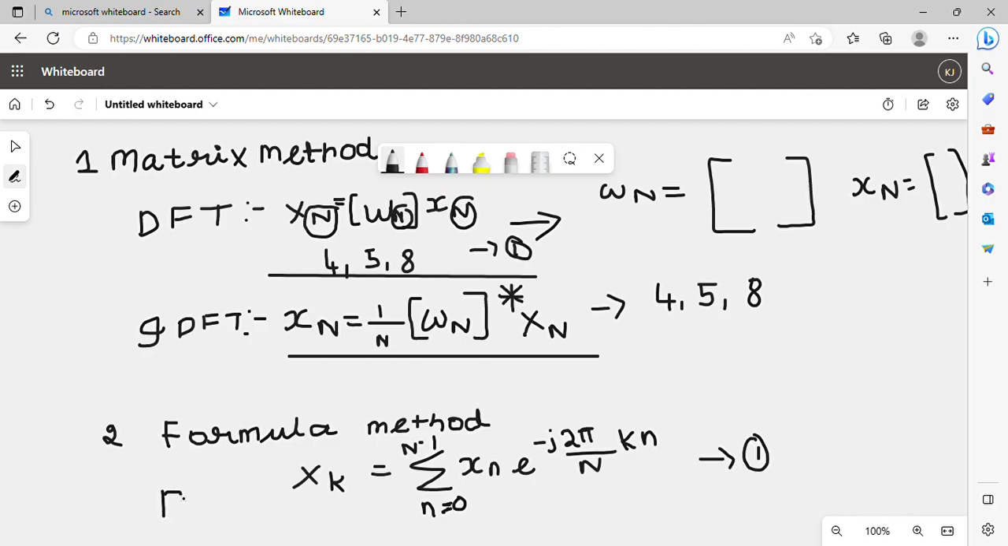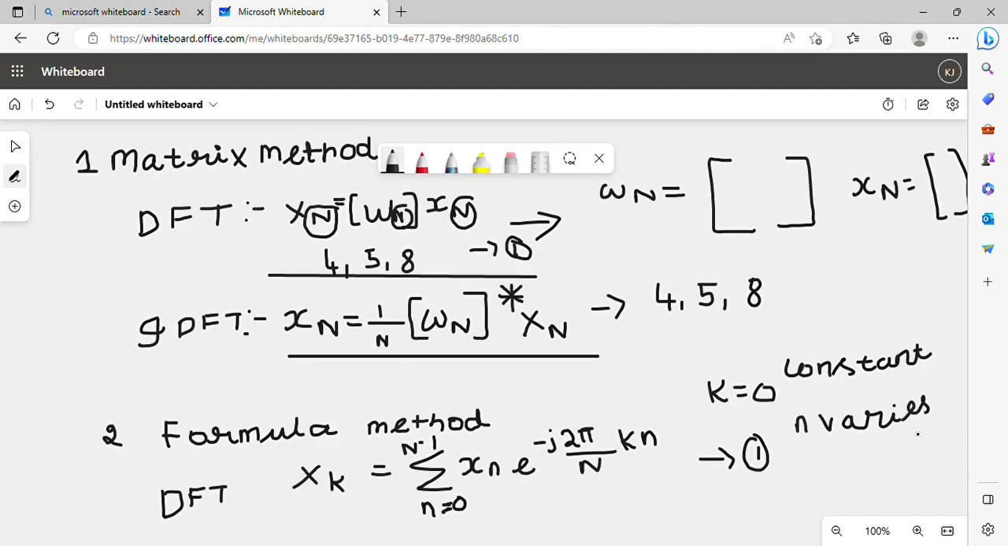So for IDFT there is a different formula. Let's write that. For DFT this is the formula, and according to this formula you are going to substitute. Here your trick is that the k value is constant, starting at 0, and your n value varies: 0, 1, 2, 3, right? So k is constant, n varies. In any question that comes, k is the constant and the n value varies, right?